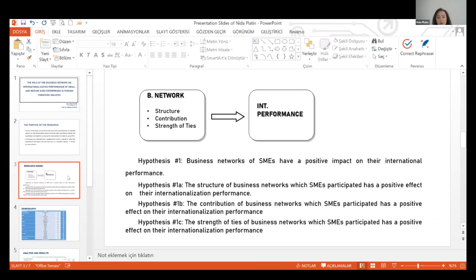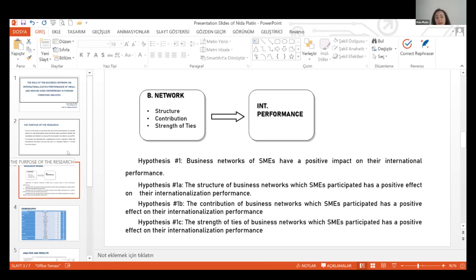The structure dimension, the structure of business network, is defined as diversity of actors and quality of relationship between actors. To measure this dimension, we asked five questions with a 5-point Likert type, from strongly disagree to strongly agree. We asked questions such as: there are good relations among members, members share information with each other, and the network interacts with other business networks, and the participants answered from strongly disagree to strongly agree.